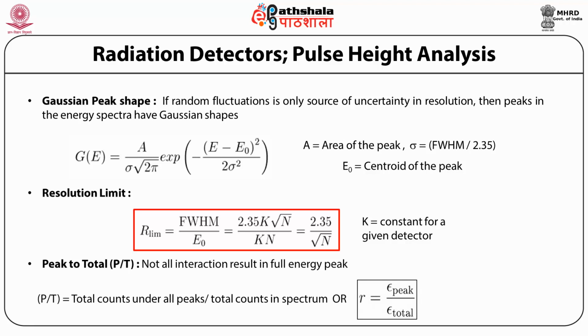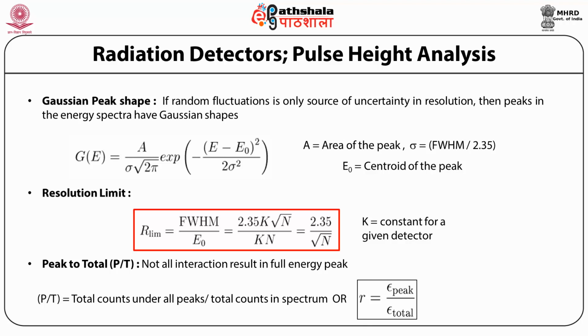Peak to total. Peak to total is the next important thing that we define in case of pulse height analysis. Peak to total basically is a measure of the goodness of a detector. That is, in an ideal spectrum, what we want is more photo peaks than background. So peak to total is an indication of how much photo peaks are there out of the total statistics observed.